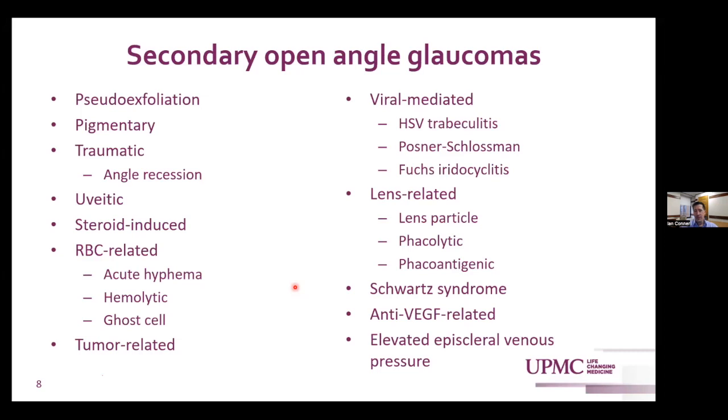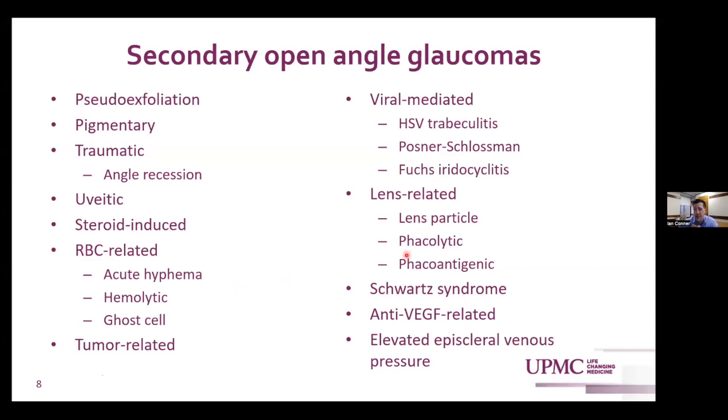You can have a secondary open angle glaucoma associated with bleeding in the eye, either from an acute hyphema where the RBCs actually clog the meshwork. In hemolytic glaucoma, you've got macrophages that are gobbling up those RBCs as the hyphema clears, and the old shells of the RBCs are causing the problem. You can have tumors that lyse within the eye and cause damage to the trabecular meshwork. Viruses can do this very commonly, HSV.